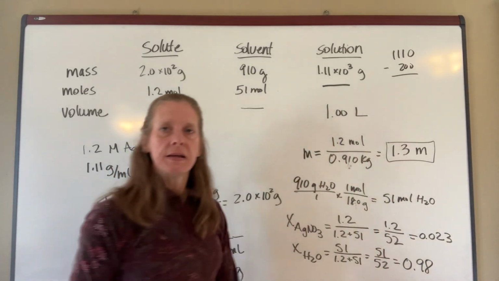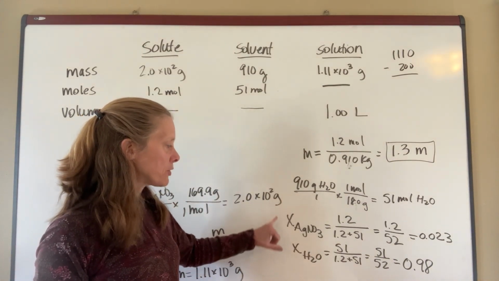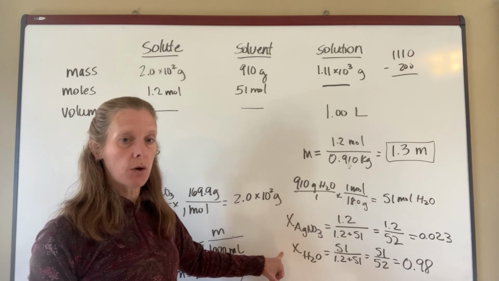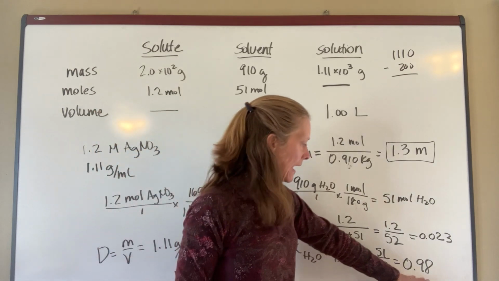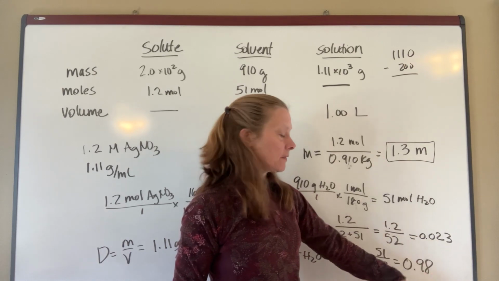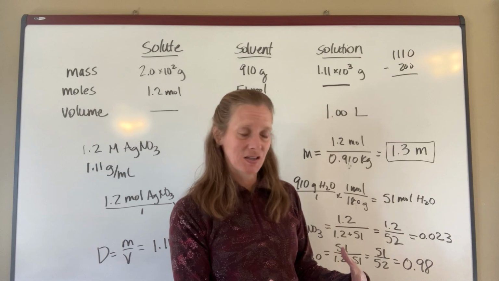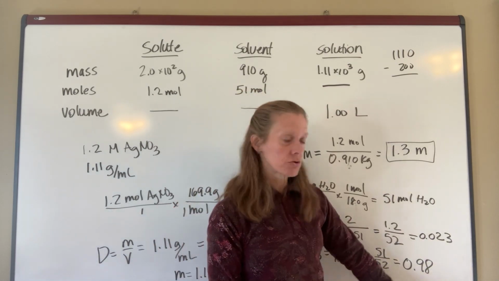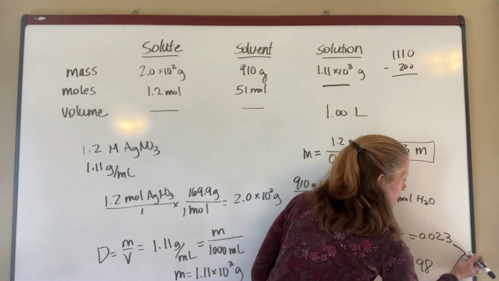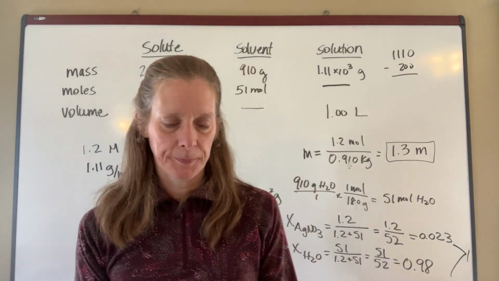which is 0.98. Now, if you remember in the first video, I told you that if you add up the mole fractions, you should end up with 1. And if I add 0.98 plus 0.023, that does give me 1. It's a little bit off, again because of significant figures, but it's very, very close to 1. And because those add up to 1, I can probably be assured that my answer is correct.